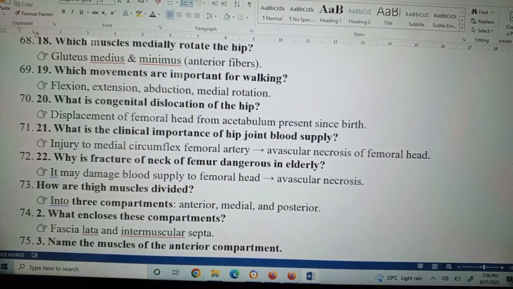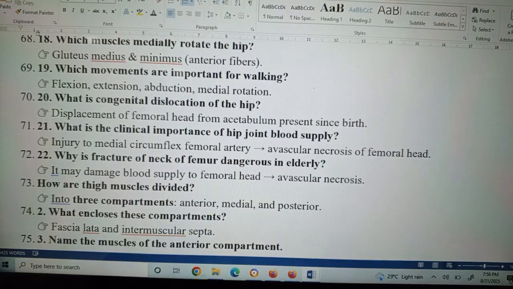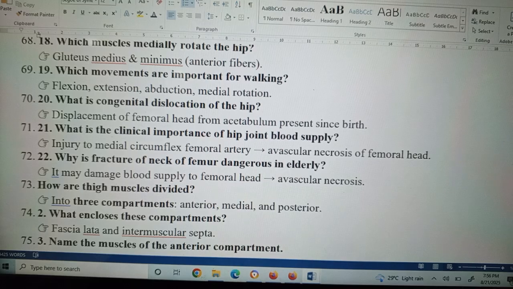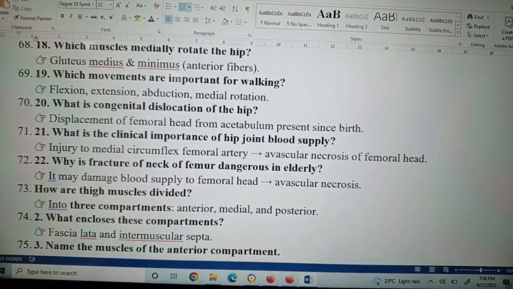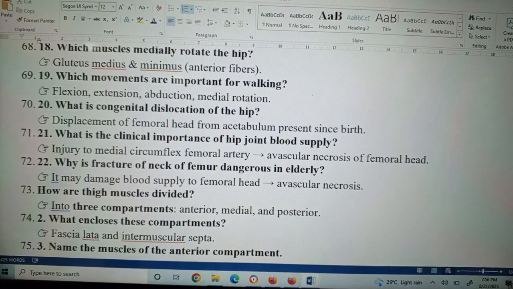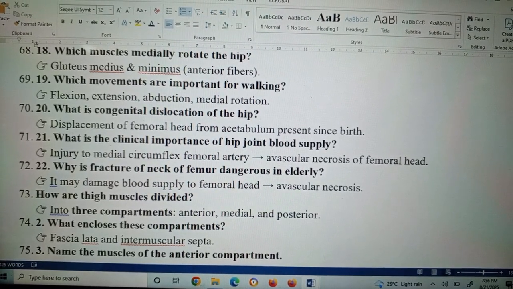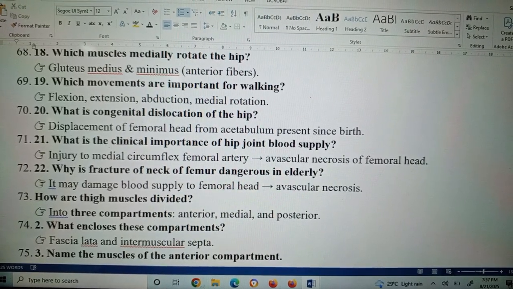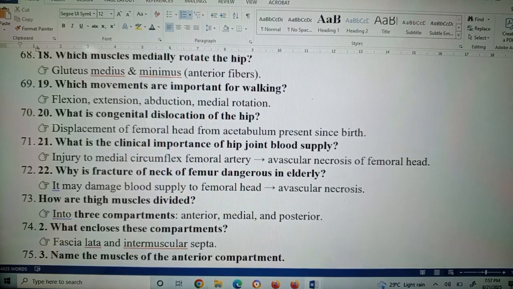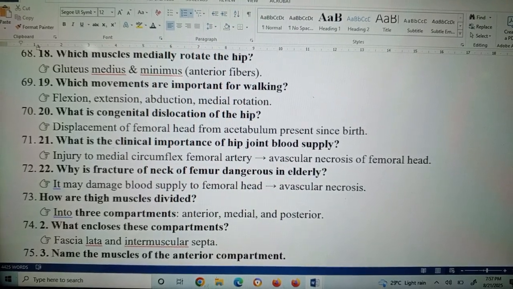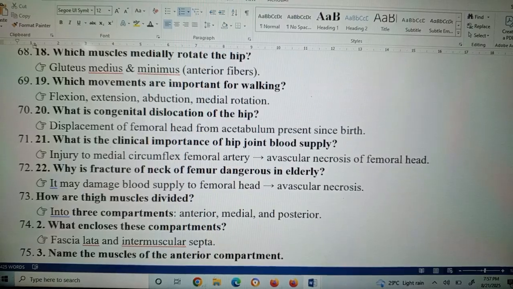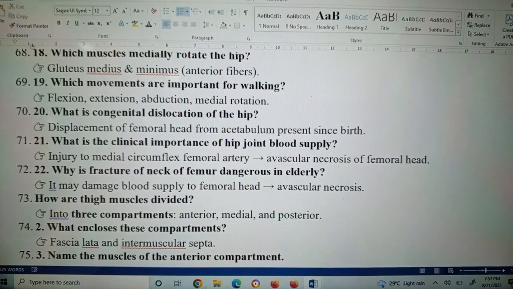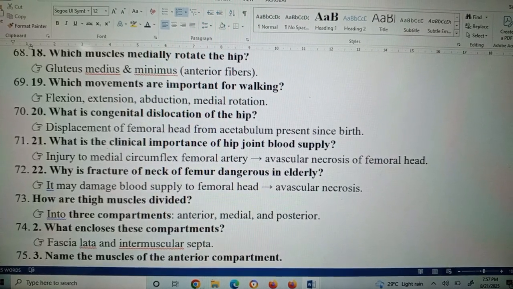What is the clinical importance of the hip joint? Blood supply. Injury to the medial circumflex femoral artery leads to avascular necrosis of the femoral head. The question can be asked: which bone in the lower limb can lead to avascular necrosis? This will be the femoral head. Why is the fracture of the neck of the femur dangerous in the elderly? Because it may lead to femoral head avascular necrosis, as it damages the blood supply to the femoral head.